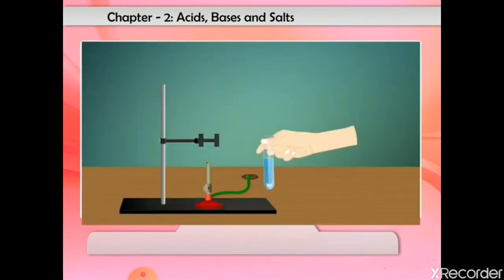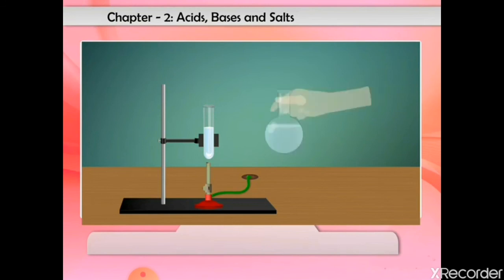Let us understand it with an example. Copper sulfate crystals are blue in color. When copper sulfate crystals are heated strongly, they lose all the water of crystallization and form anhydrous copper sulfate. But when water is added to anhydrous copper sulfate, it gets hydrated and turns blue due to the formation of hydrated copper sulfate.